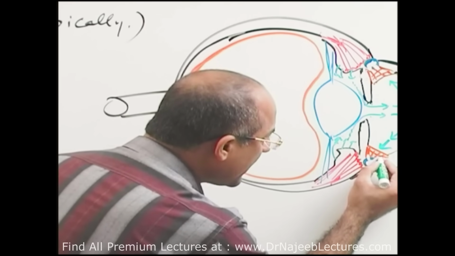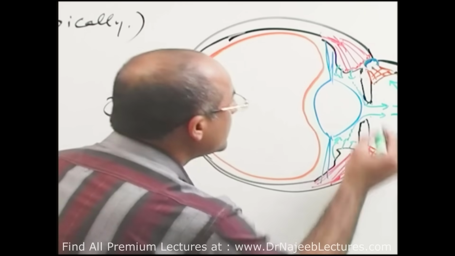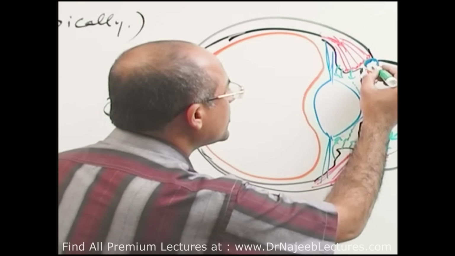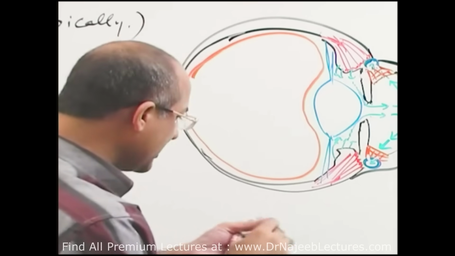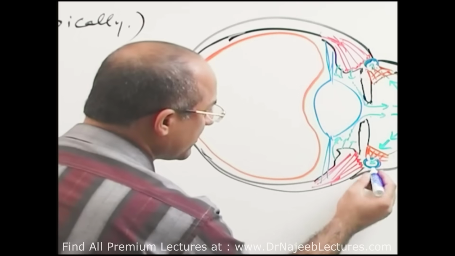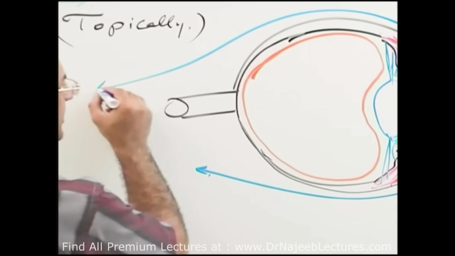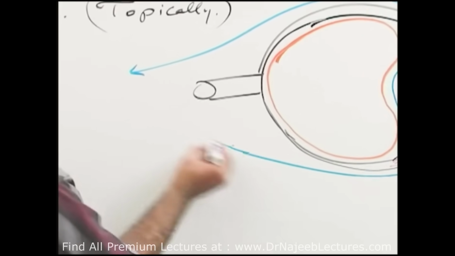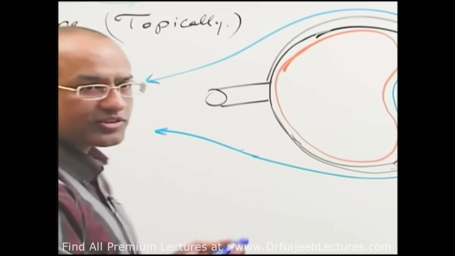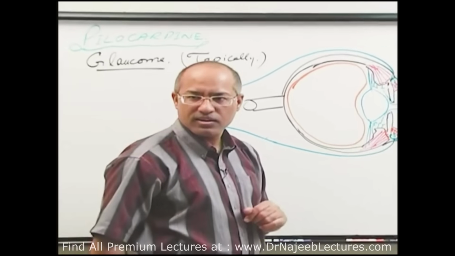So it's coming like this. From here it will percolate and then come into the canal of Schlemm, which is a special venous drainage system here, and eventually it will drain into other veins and go to the systemic veins. Is that right? This is the circulatory system of the aqueous humor.